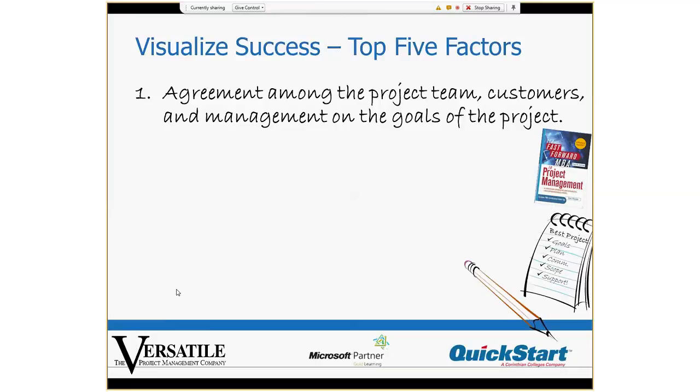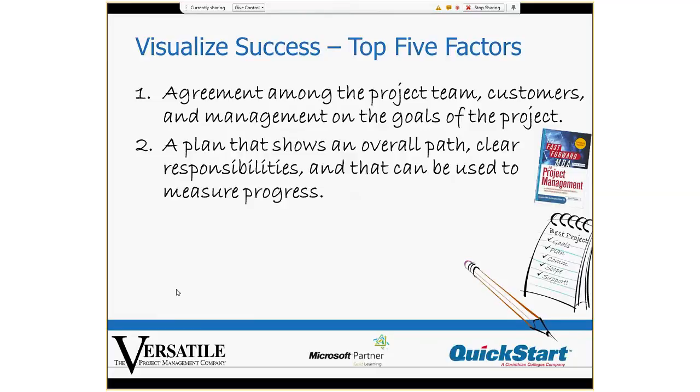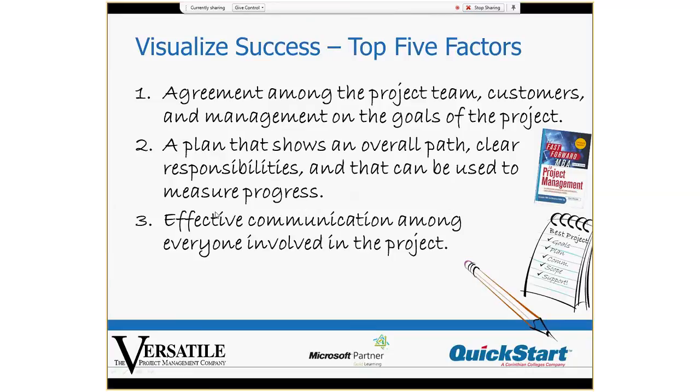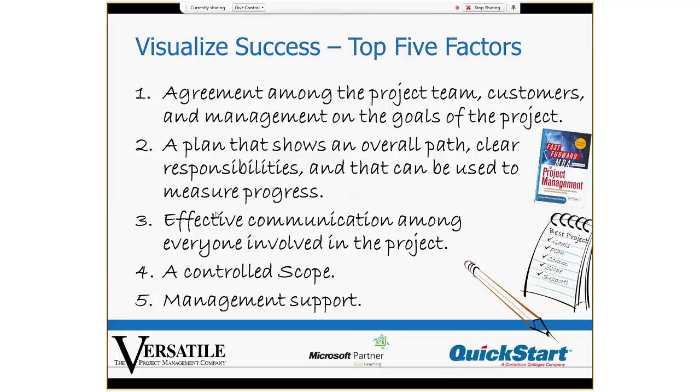Number 2, a plan that shows an overall path. It's clear responsibilities that can be used to measure progress. In fact, I think you're going to find that engaging the whole team and getting real commitment from the team is going to be a function of how well the plan shows clear responsibilities. We'll talk about some other ways today to address your other success factors. Number 3 on my list, effective communication among everyone involved in the project. Number 4 is a controlled scope, which is very related to good requirements. And number 5, management support.